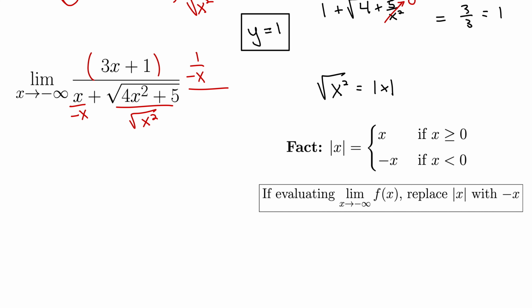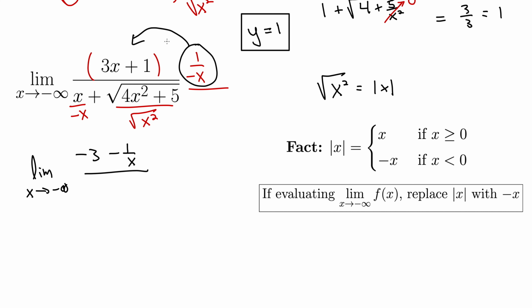Okay, so it's getting a little busy here. Let's rewrite this limit. So we have the limit as x goes to negative infinity of, well, now we have negative 3 minus 1 over x. That's distributing this term here, 1 over negative x, through to the top there, over negative 1 plus the square root of 4 plus 5 over x squared.